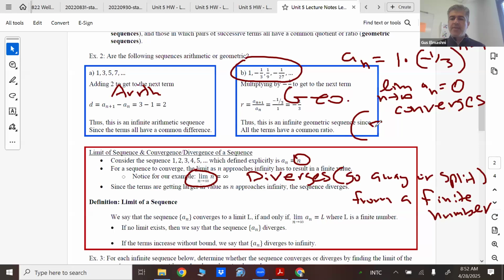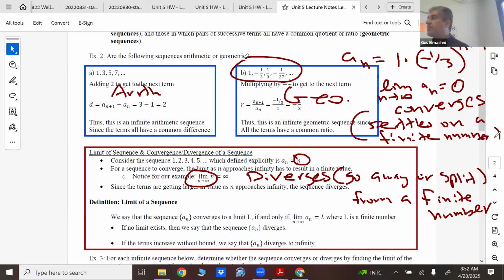And that's because it settles on a finite number. It's settling on something, and that's the whole point of today: to see whether the sequence will settle on something or doesn't. It doesn't diverge, it converges. That's all. So let's look at the definition.